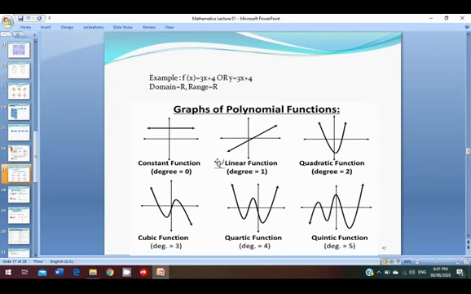Example of a polynomial function: f of x is equal to 3x plus 4, or instead of f of x you can write y is equal to 3x plus 4. Both expressions are the same. Now the domain of these functions is real numbers and the range of these functions is also real numbers. These are the graphs of different functions. Constant function, no change in graph. Linear function is a straight line and a degree 1 function.